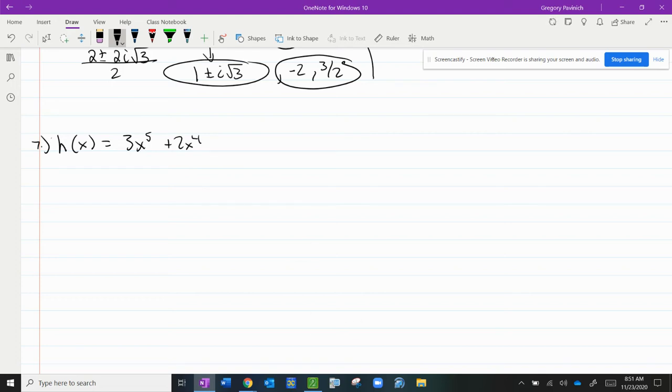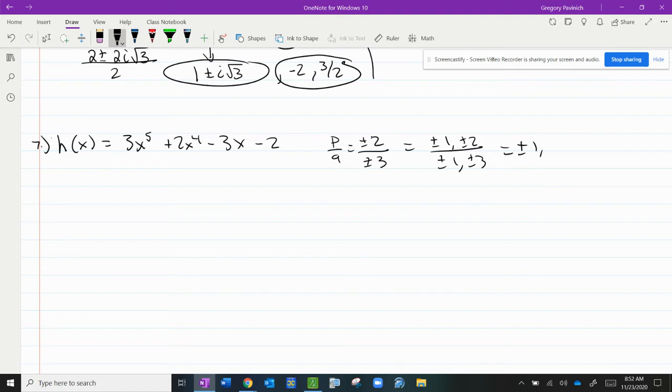When I do my p over q, I get plus or minus 3, plus or minus 2 over plus or minus 3. So my factors in the numerator are only 2, same thing in the denominator. So my pool of numbers is reasonable.